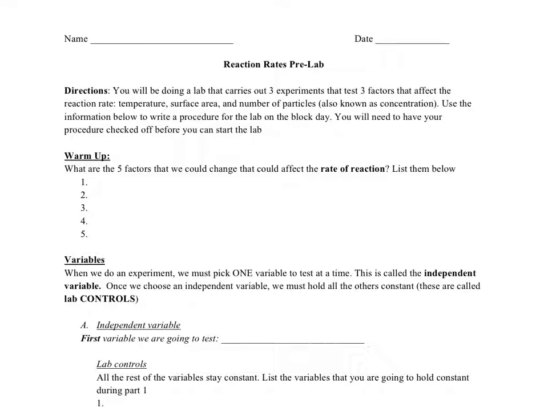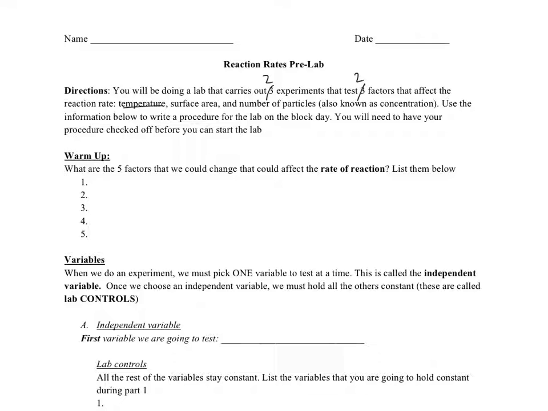Okay, this is your reaction rates pre-lab. This is what you really need to do before you can actually do the lab. So you'll be doing a lab that carries out 3 experiments that test at least, and I know this says test 3 factors, so you can do 2. So 2 experiments that test 2 factors. If you want to get extra credit, you can do 3 that affect the reaction rate.